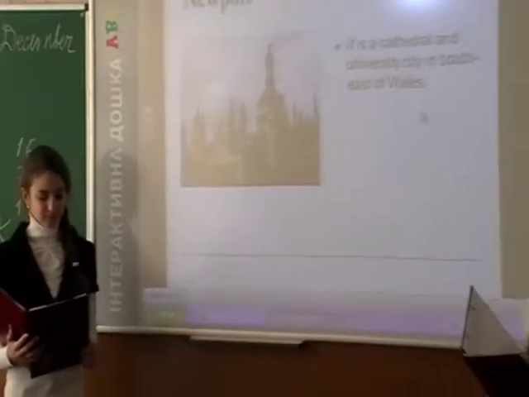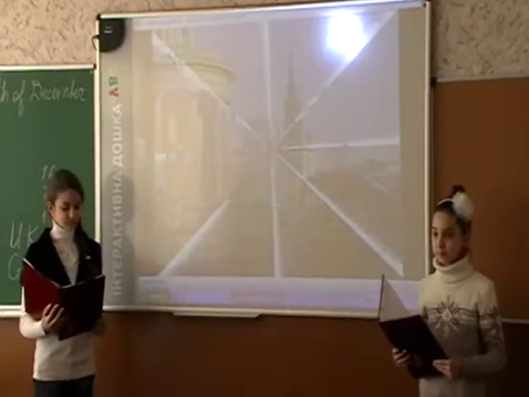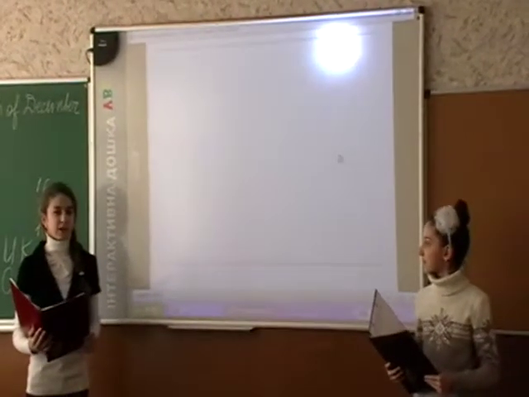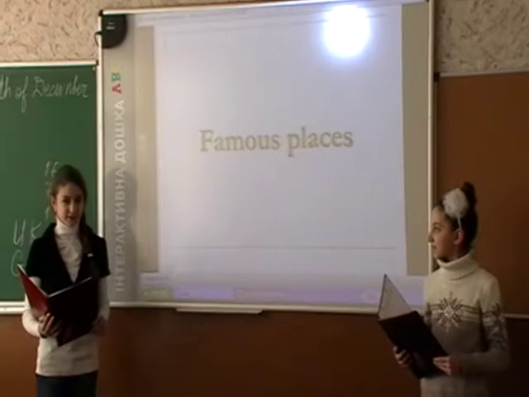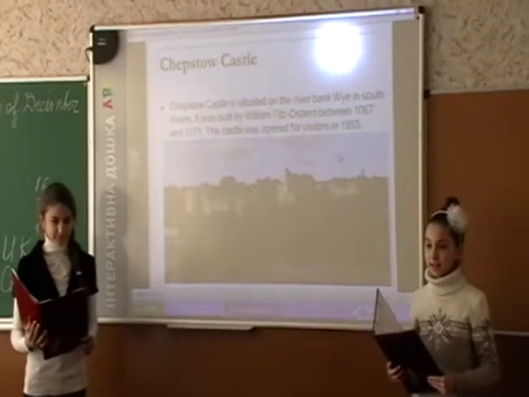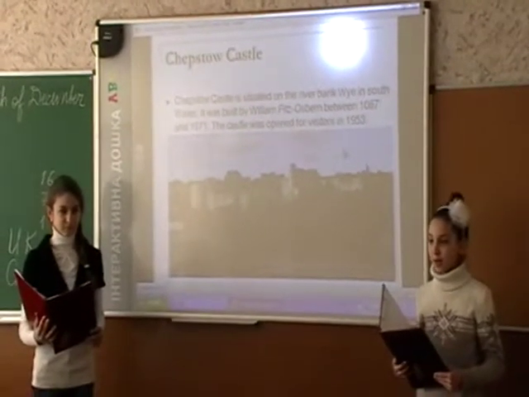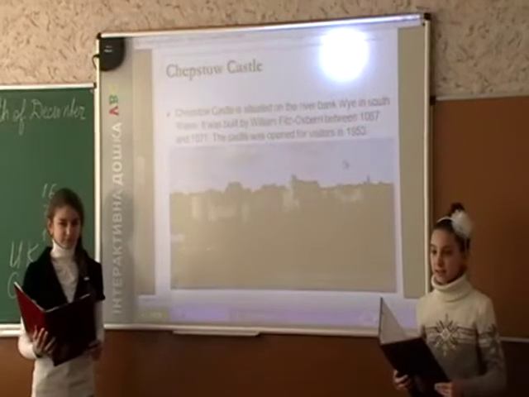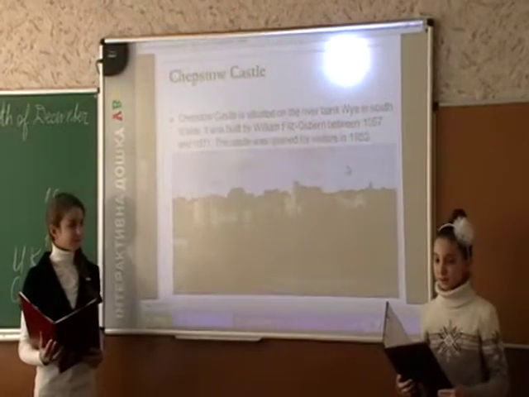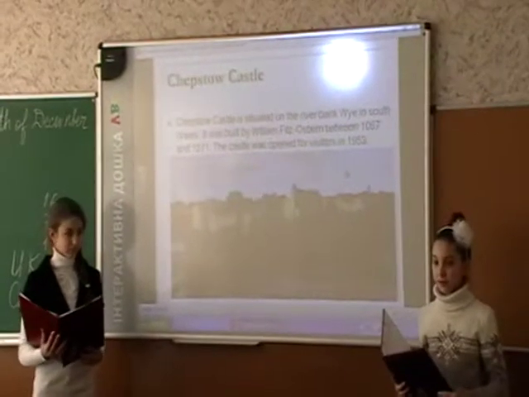Newport. It is a cathedral and university city in southeast Wales. We would like to show you famous places of Wales. Chepstow Castle. Chepstow Castle is situated on the river bank Wye in South Wales. It was built by William Osborne between 1067 and 1071. And the castle was opened for visitors in 1953.